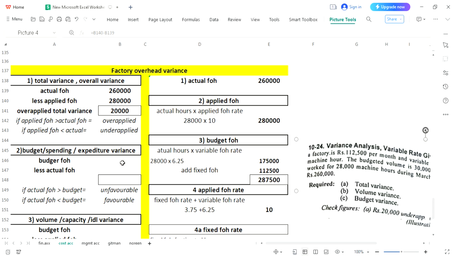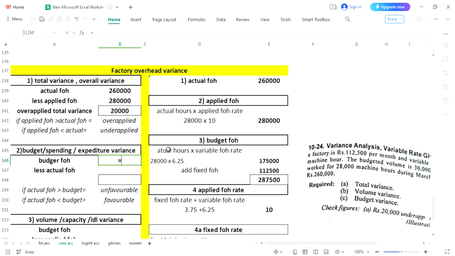It's time to calculate our budget variance. For that we need budget FH. And you can see the highlighted area, we have calculated budget FH over here, and the amount of budget FH is 2,87,500, put over here. Next element which we need is actual FH, and you can see it was mentioned in the book, highlighted area, 2,60,000, put over here. Both budget and actual have been written. It's time to calculate their variance by taking the difference between actual and budget FH.